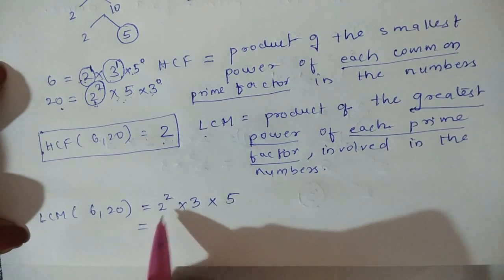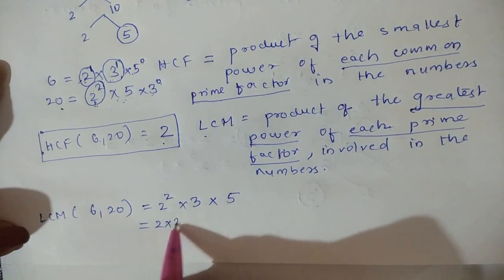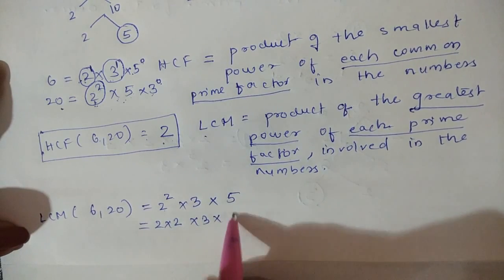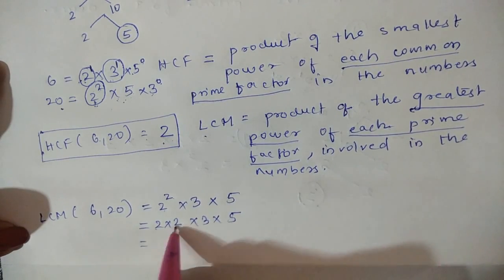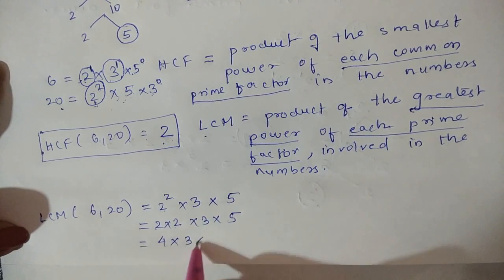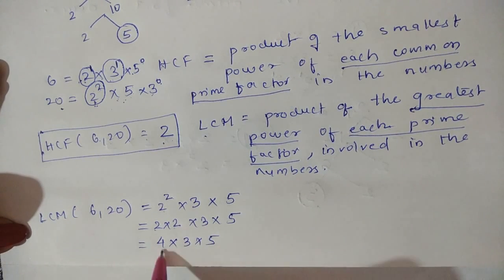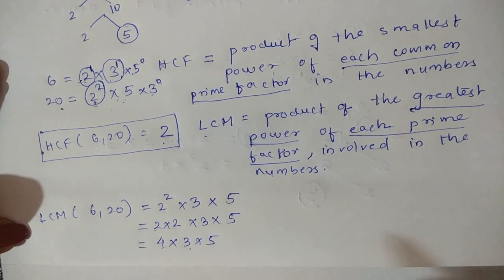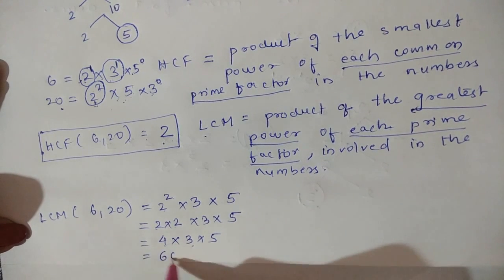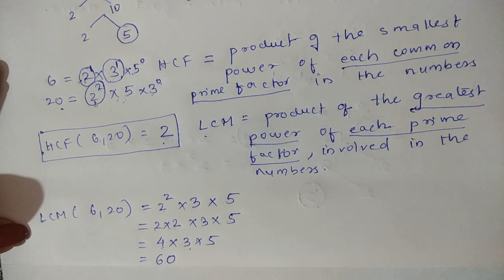So what will you get here? 2 square is nothing but 2 into 2, into 3 into 5. So 2 twos are 4, 4 into 3 into 5. 4 threes are 12, 12 into 5 is 60. So therefore the LCM of 6 and 20 will be 60. I hope children you have understood this. So please go through these two things very carefully because it is very important by the prime factorization method.